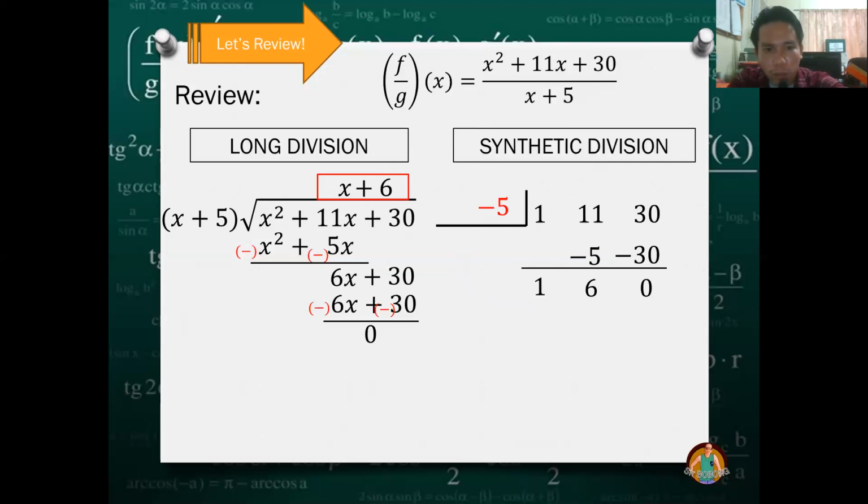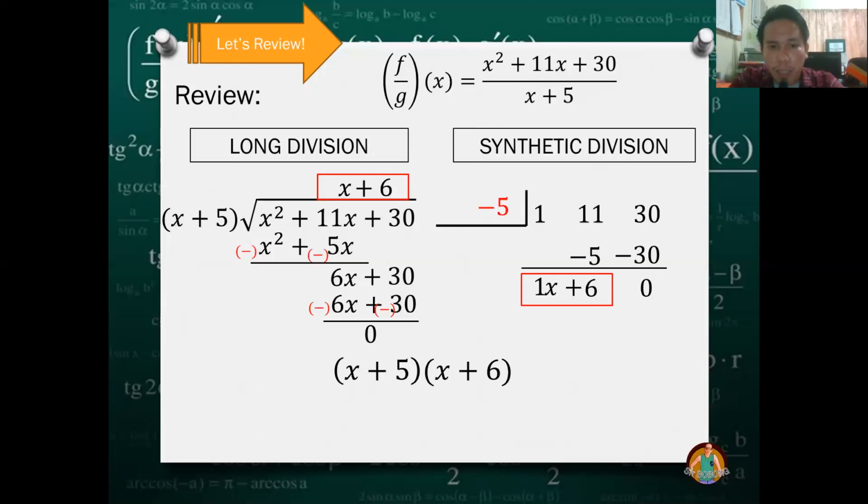And then titingnan mo yung dividend natin. Yung pinakamataas na exponent is 2, or squared. So, yung gagawin natin sa ating final answer, magma-minus 1 lang tayo sa greatest degree or greatest exponent ng ating dividend. So, squared siya, so minus 1. 1 na lang yung matitira, so magiging x na lang yung variable ng ating first term sa ating sagot. So that will be 1x plus 6 or x plus 6, which is parehas sa sagot ng ating long division.